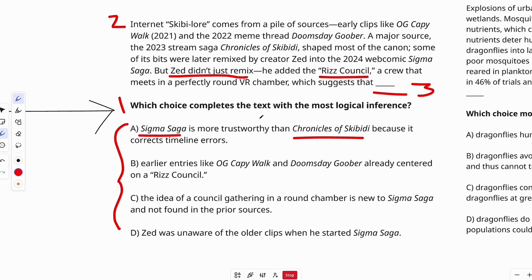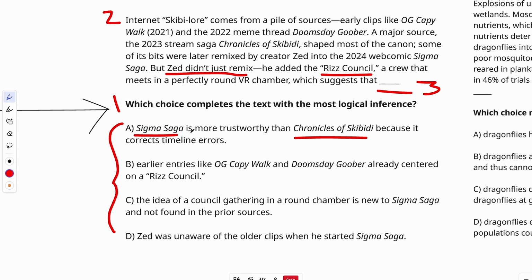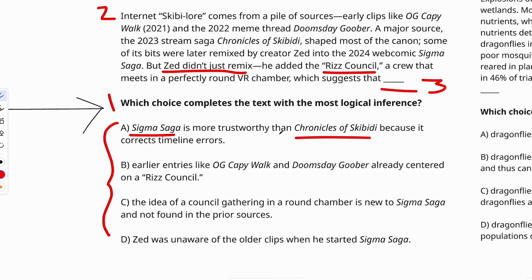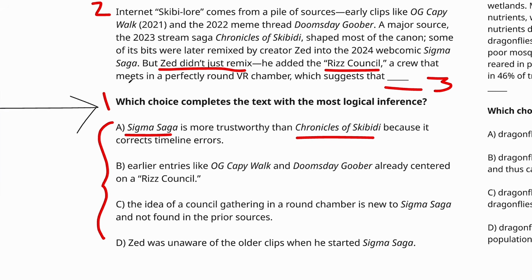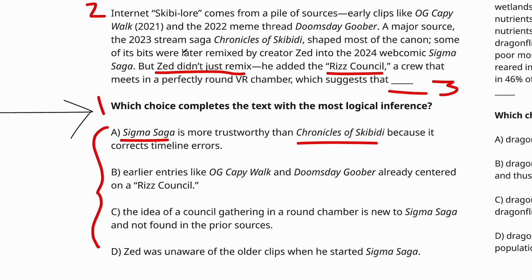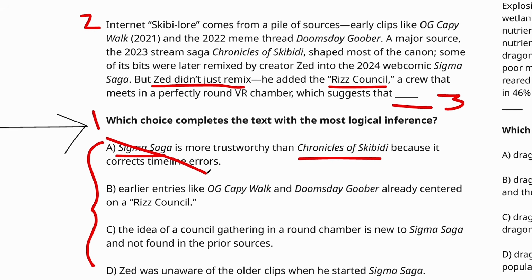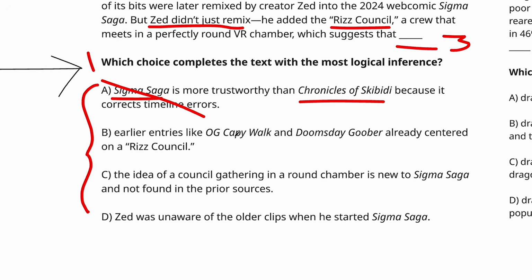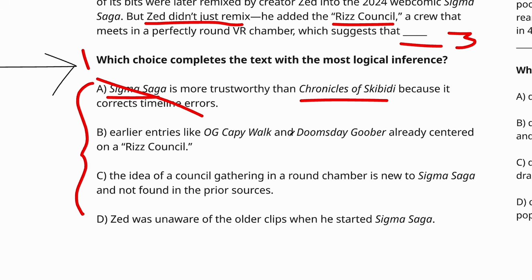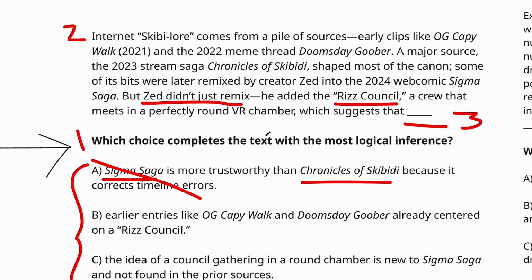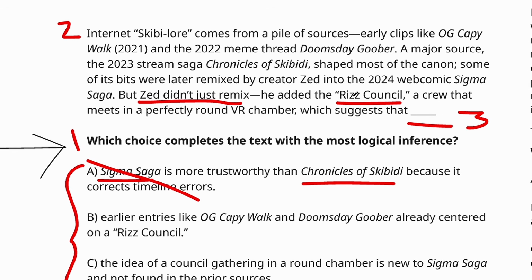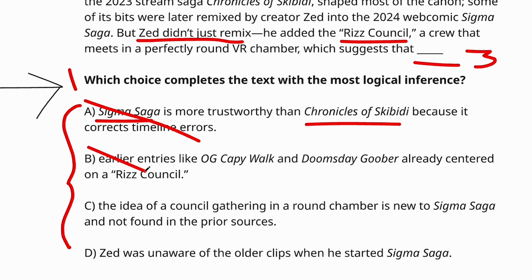Choice A: Sigma Saga is more trustworthy than the Chronicles of Skivvy because it corrects timeline errors. That could be 100% correct, but it sure does not say it in the passage above, so you just cannot go with that answer. Choice B: Earlier entries like OG Cappy Walk and Doomsday Goober are already centered on a Riz Council. That is definitely not said in the passage. They don't even mention the Riz Council until the very end, so that cannot be it.